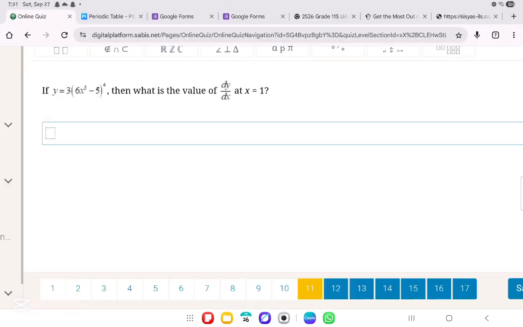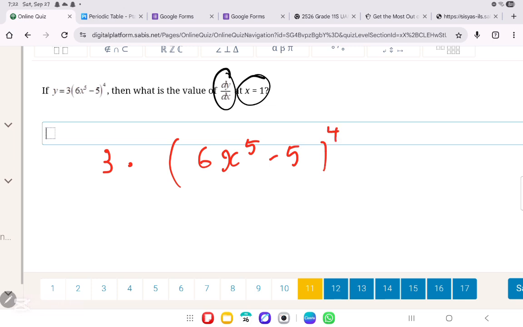What does it say in question number 11? It says, if y is equal to 6x^5 minus 3 times (6x^5 minus 5) all of it to the power of 4, then what's the value of the derivative if we substitute 1? So very simply, what do we need to do? It's 3 times (6x^5 minus 5) to the power of 4. So this is basically a chain rule.